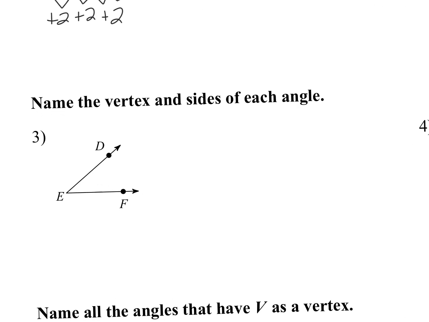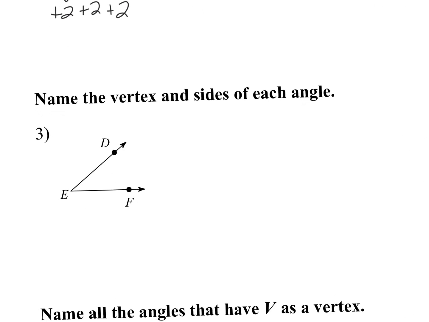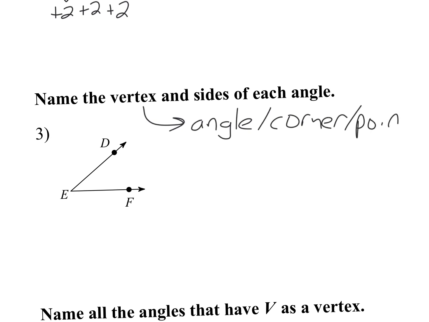Okay, looking at number 3, we want to name the vertex and sides of each angle. First, we got to understand what those mean. What is vertex? What's the vocab term? The corner. Think angle, corner, point, whatever you want to think. Also, make these notes that I'm writing so you can look back at them. Okay, so what are sides?